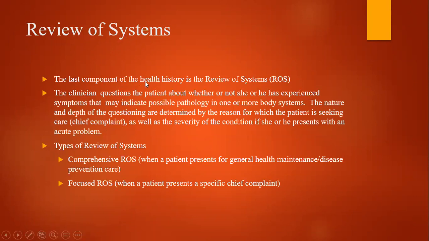The last component of the health history is the review of systems. We have to review head to toe or system by system, like the cardiovascular system, respiratory system, locomotion system, nervous system, urinary system, reproductive system, all. The clinician questions the patient about whether or not she or he has experienced any symptoms that may indicate possible pathology in one or more body systems.